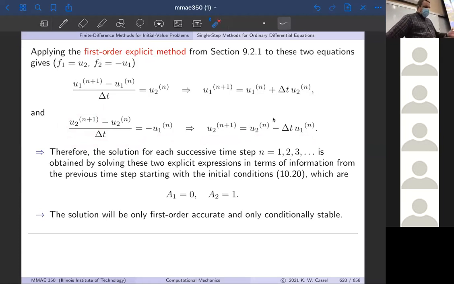So now it's just more of the same. If I know u1 and u2 at the previous time step, I just put those in on the right-hand side of these 2 equations, and I update u1 and u2 at the current time step. Exactly like before, it's just now 2 equations instead of 1. Nothing new, just more of the same.